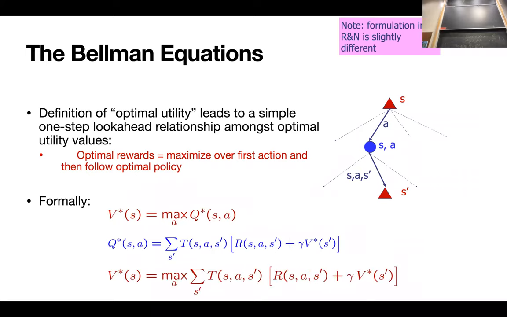Finally, if we combine these together, if we take this definition of Q star and plug it into the one above, then we get the iterative Bellman equation, which says that the value V star of S is equal to the maximum over all the actions of the sum over all the states you can end in of this formula that we had earlier.